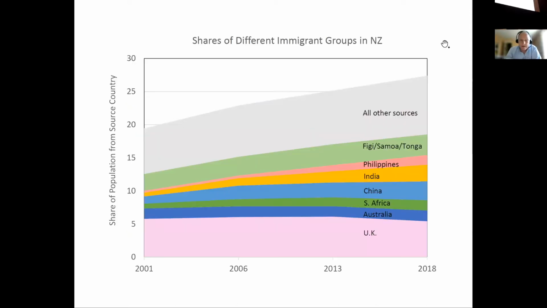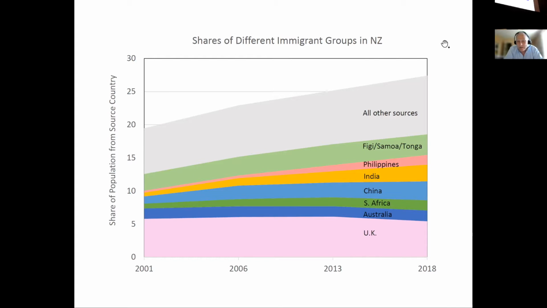Here's a graph showing data for the last 20 years or so of where the immigrants in New Zealand are coming from as a fraction of total population. So you can see UK, the traditional source of immigrants. I was actually quite interested to see that we could get the breakdown by England versus Scotland, in case anyone was interested in that, but I chose to group them together here. So that's a little less than 5% of the population.